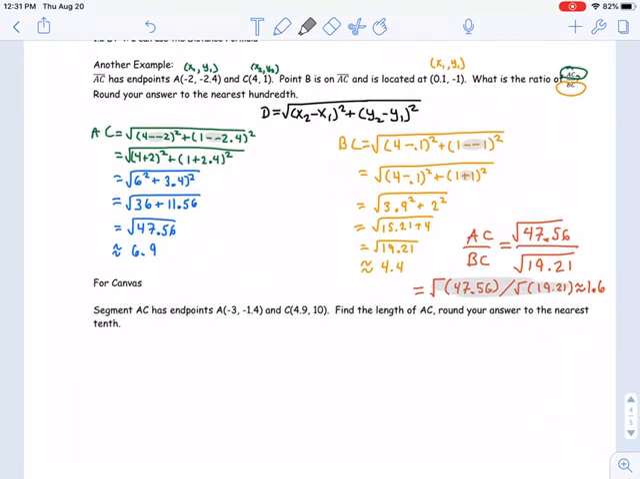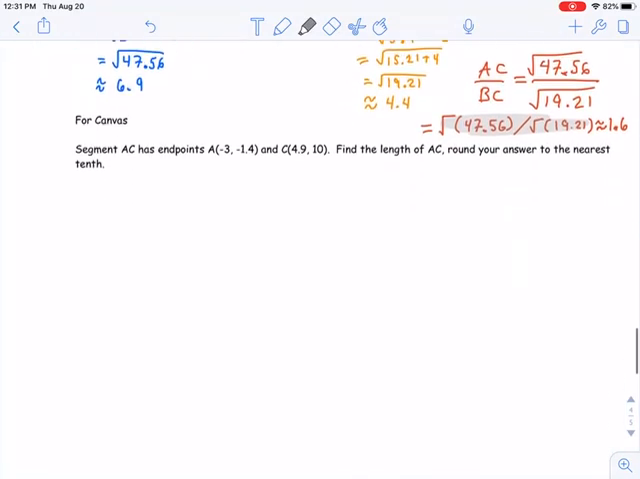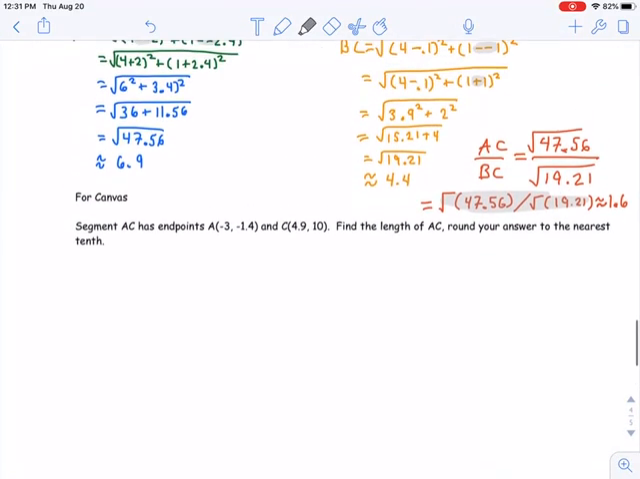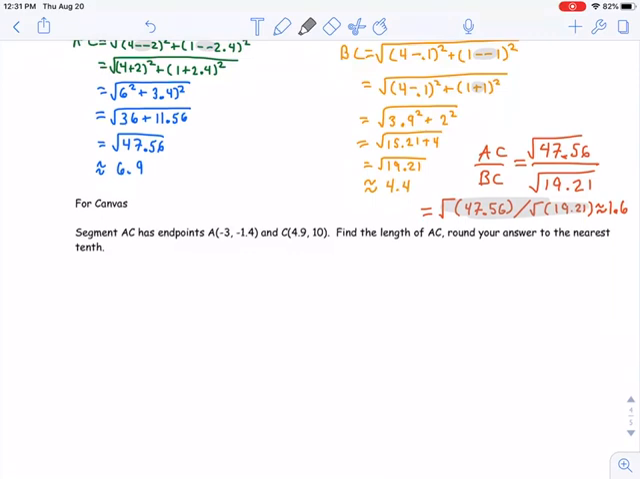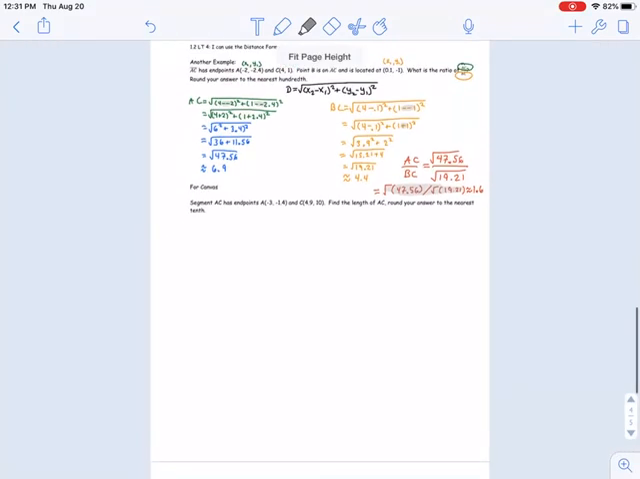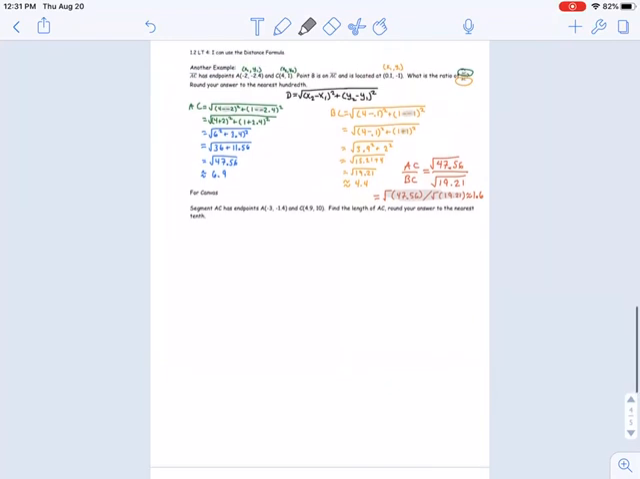Do it for Canvas. Remember, there's support videos in Canvas if you end up missing it, so you can go back and try, or not try, do or do not, there is no try. You can go back and do it to get perfection. All right, you really control your own grade. So do it. Good luck. Have fun.